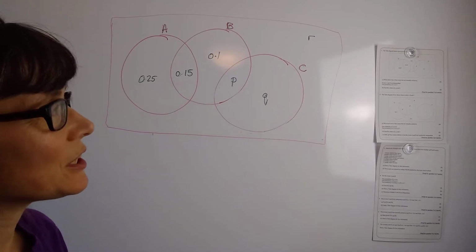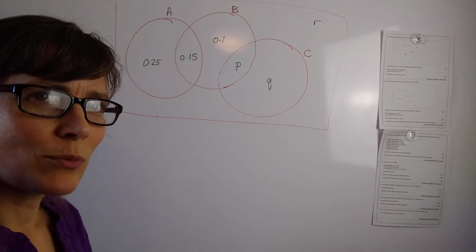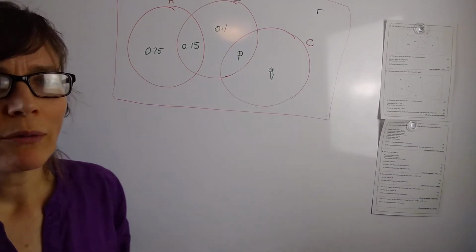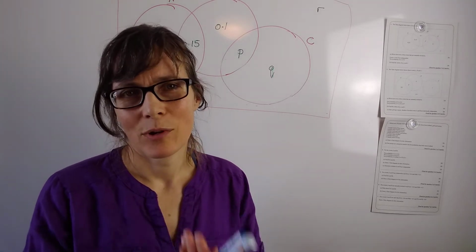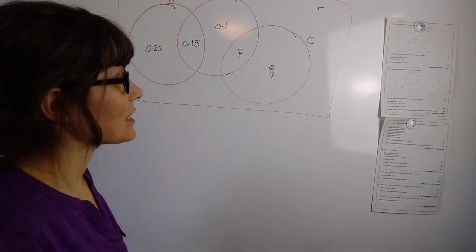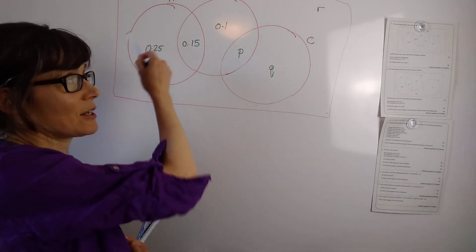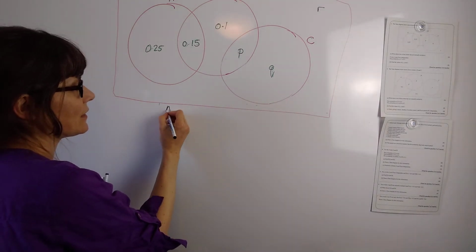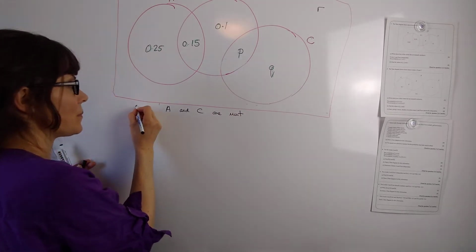Part 1 of this question just says write down the 2 events that are mutually exclusive, and of course mutually exclusive just means they can't happen at the same time. So things like owning a car and not owning a car. There's no grey area in the middle. You are the owner or you're not. So in this case, it just means the 2 that aren't overlapping. We can't be in circle A and in circle C at the same time. So A and C are mutually exclusive.